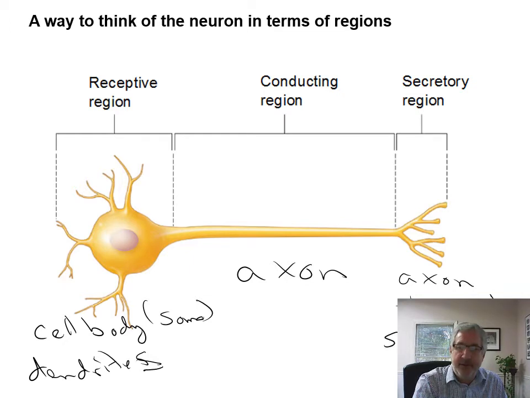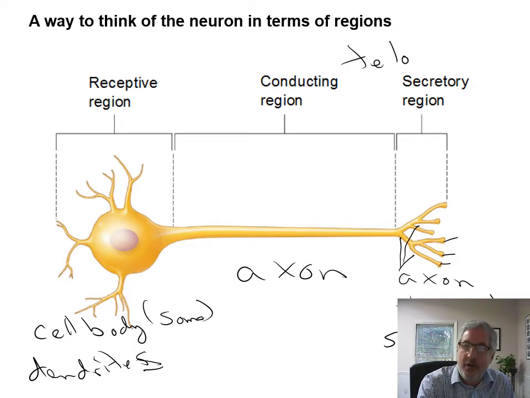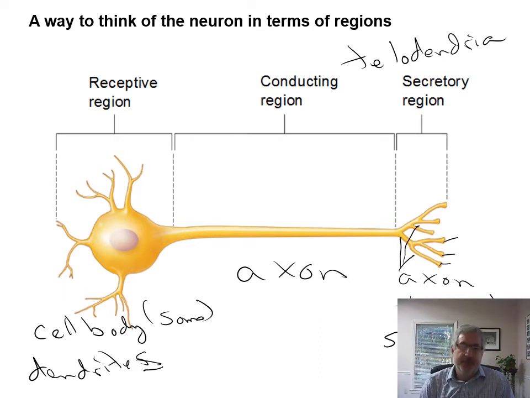And synaptic end bulbs. Okay, that's what those little rounded portions here on the very end are. Those little guys there. And the axon terminals are these long extensions of the axon. Those are also called telodendria. We're going to see that word here in a second.